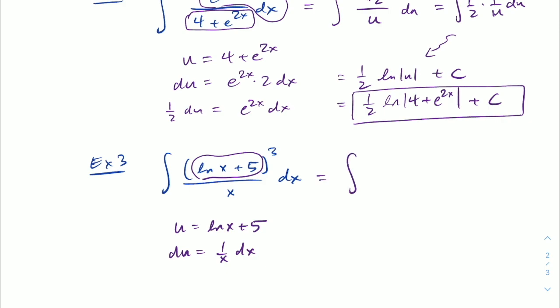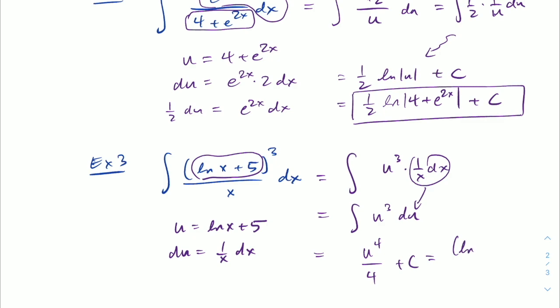Converting my integral in terms of u, I'll get u cubed. The dividing by x I can write as multiplying by 1 over x. And then that becomes just du. And then I antiderive u cubed. I get u to the 4th over 4 plus c. And then I back substitute, and I get the natural log of x plus 5 to the 4th power all over 4 plus c.